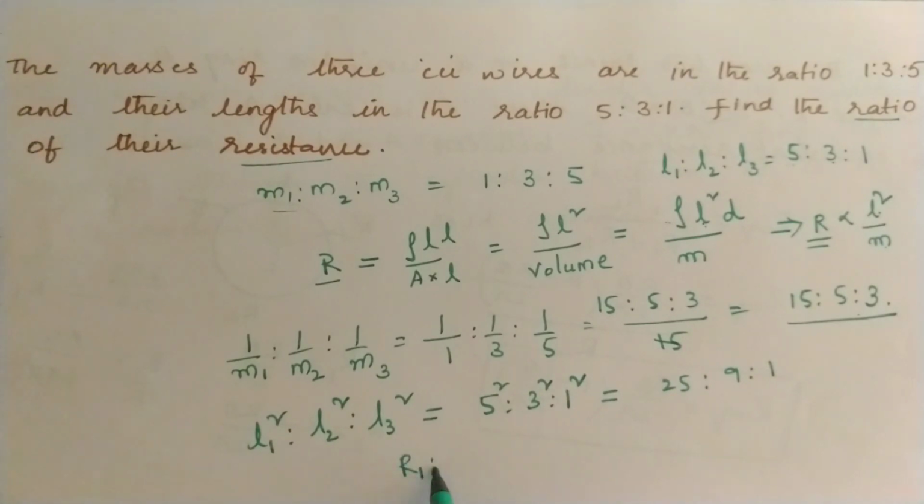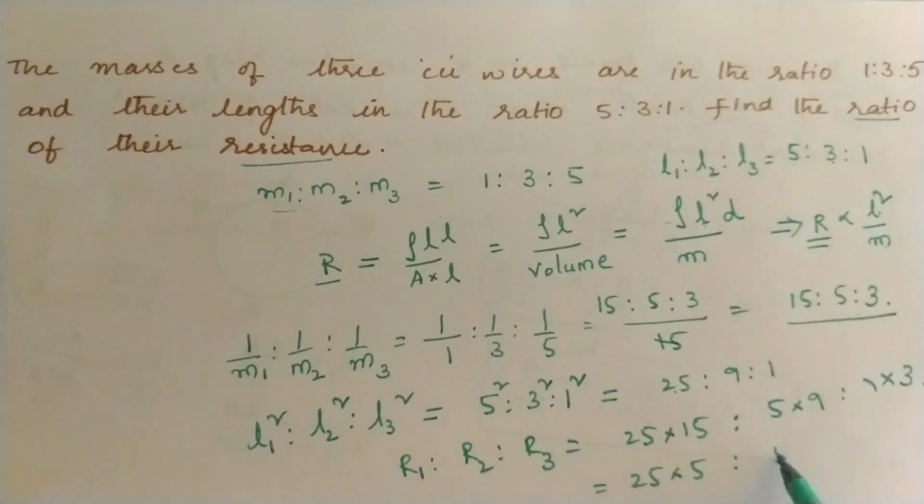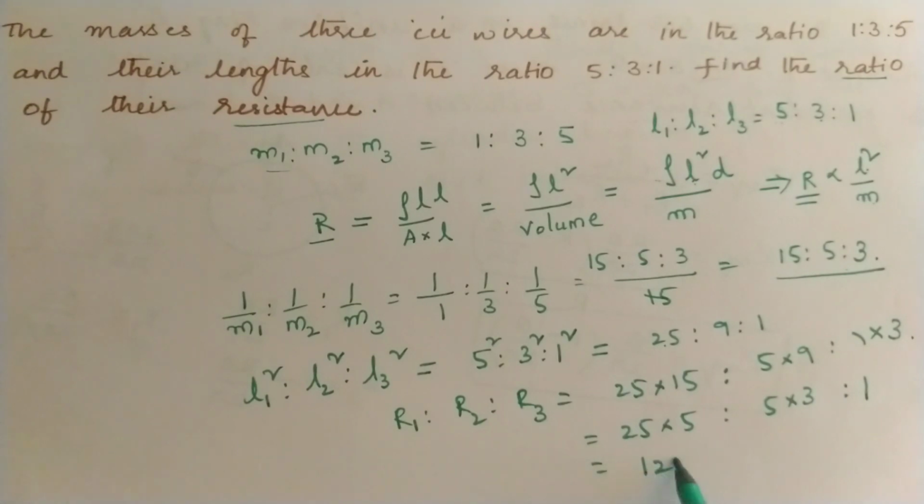What should be the ratio of their resistances? Product of these two: 25 into 15 is to 5 into 9 is to 1 into 3. Cancel a 3: 25 into 5, 5 into 3, is to 1. You will get the answer 125 is to 15 is to 1. So this gives you the ratio of the resistances if you are given the ratio of masses and lengths.